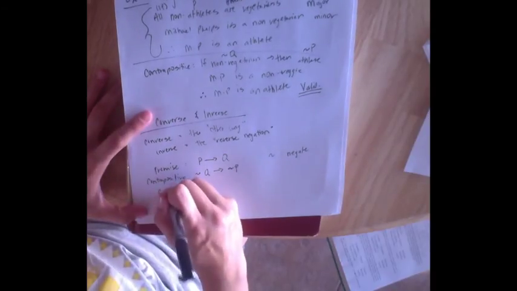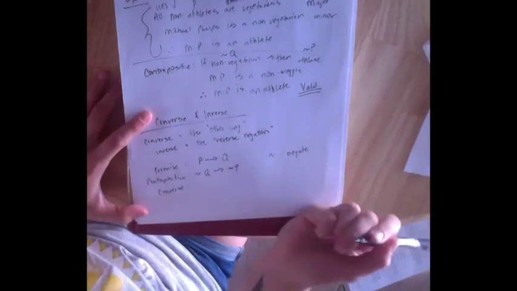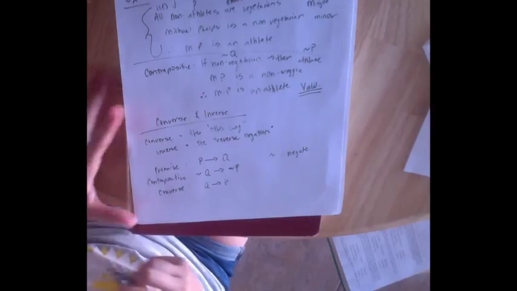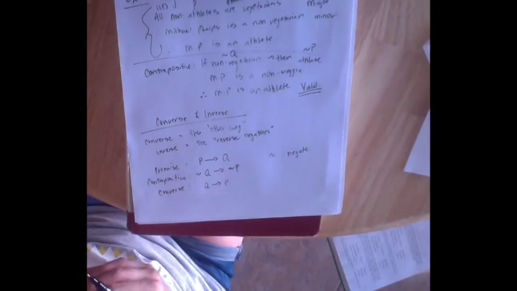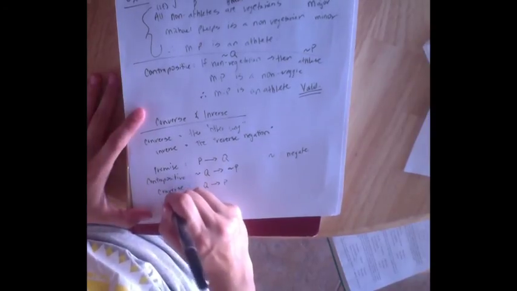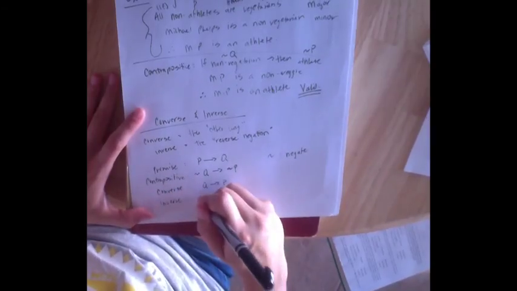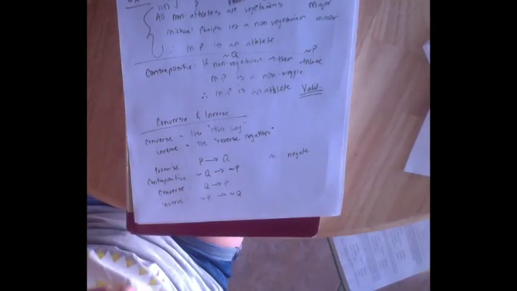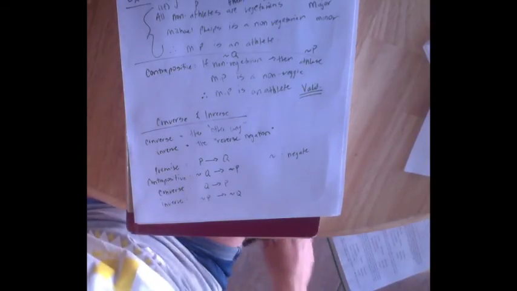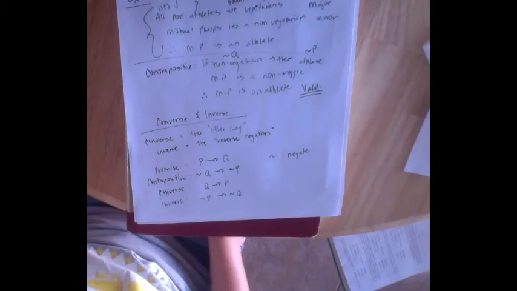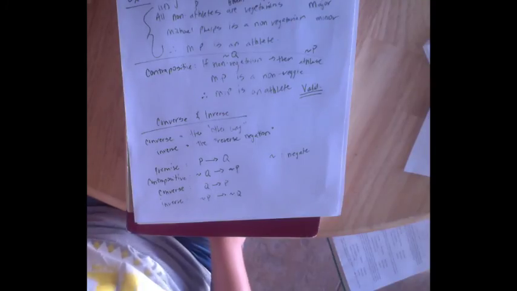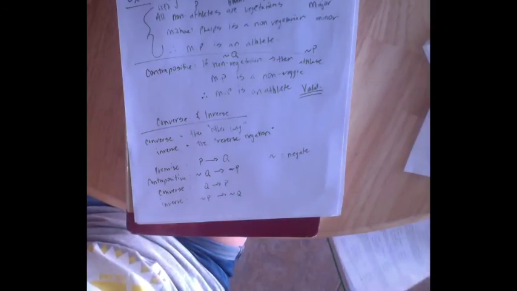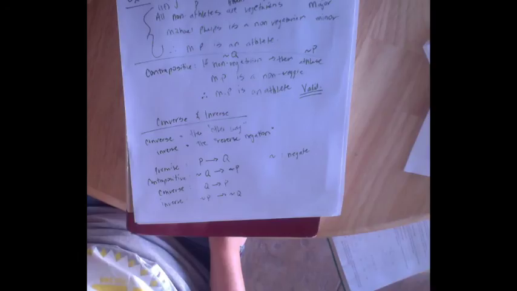Okay, then we can look at the converse. The converse is the other way, so Q to P, if Q, then P. And the inverse is I negate P and negate Q. It's the reverse negation because it's the reverse of the contrapositive. Okay, and we will dive a little more into these a little later.